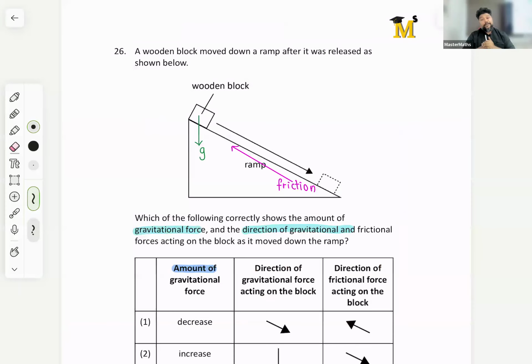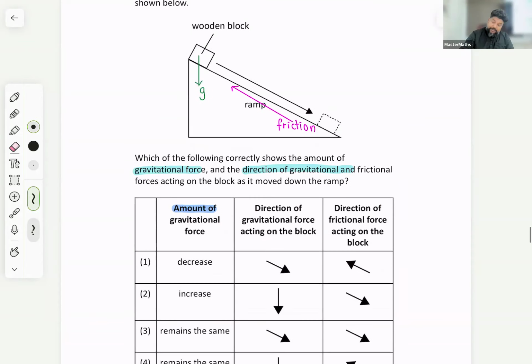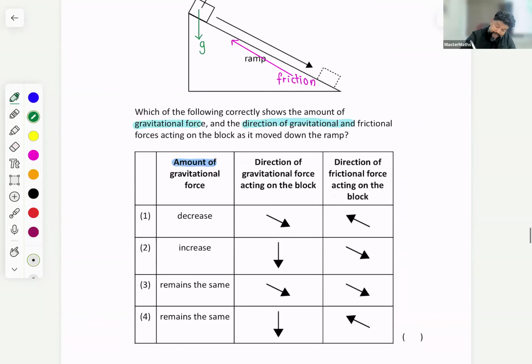Zyrul, what does gravity depend on? Mass and location. Very good. Did the mass of the wooden block change as it moved down? No. Did it move from Earth to somewhere else? No. Will the amount of gravitational force change? Will not change. So the amount of gravitational force will remain the same.